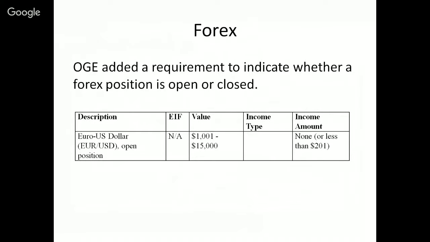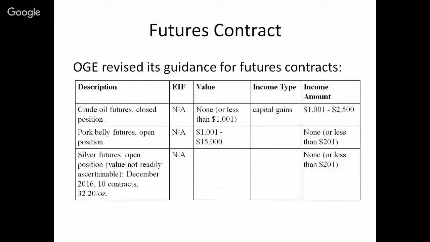Foreign exchange positions, also called Forex, we added the requirement to specify whether a Forex position is open or closed. Open meaning that the position still exists, and closed meaning that the interest in the investment has terminated. So knowing whether the position is open or closed will be useful information for your conflicts analysis, because if it is open, the interest still exists, and you will have to continue to analyze the interest for potential conflicts. Now, for clarity, we recommend that filers also describe Forex transactions in terms of open or closed positions rather than purchases or sales. However, a filer may still use the purchase or sale terminology.